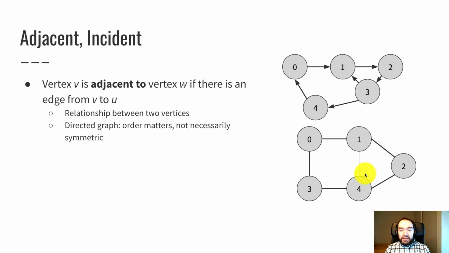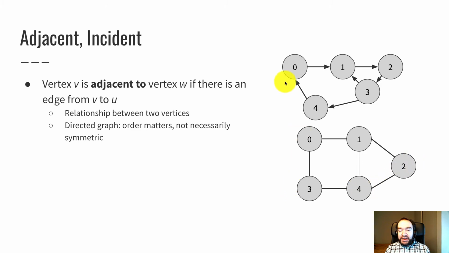The adjacent vertices of 4 are all of the vertices that are one edge away from 4. So that would be 1, 2, and 3. Vertices 3, 1, and 2 are all one edge away from 4. So we would say that 4 is adjacent to 1, 4 is adjacent to 2, 4 is adjacent to 3.